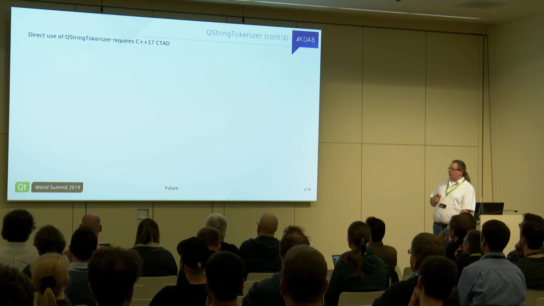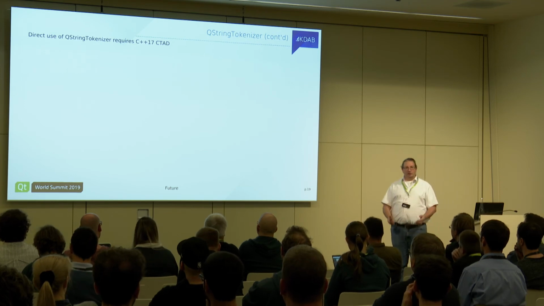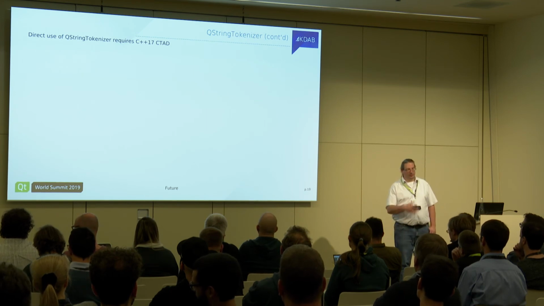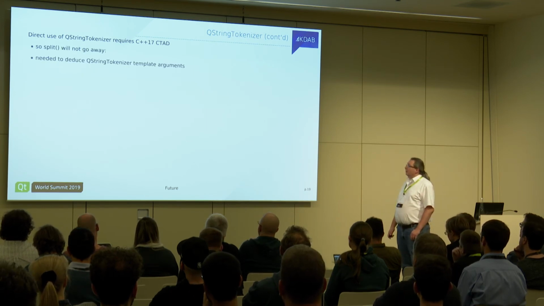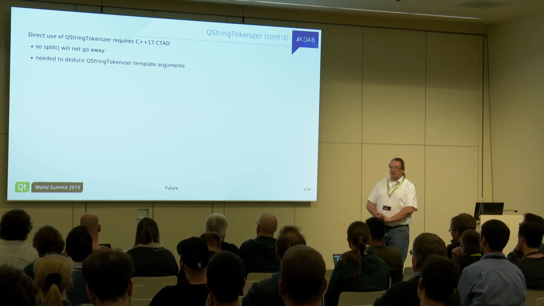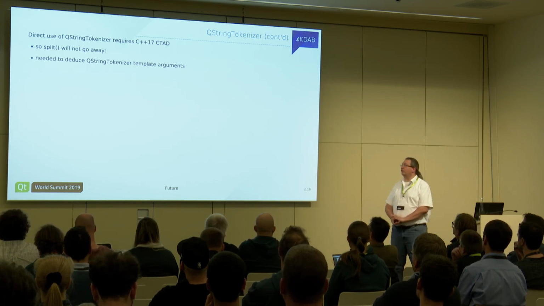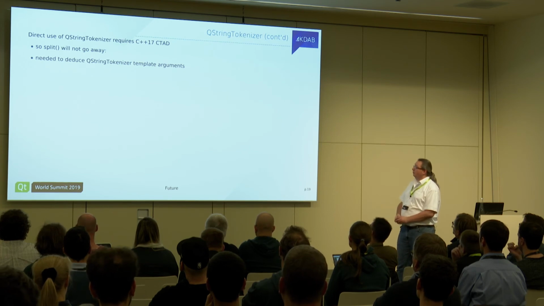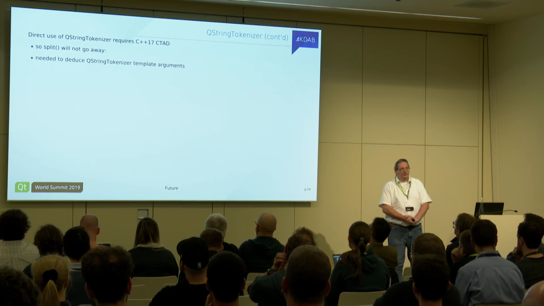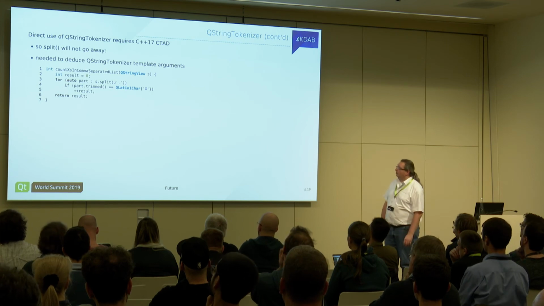So what's the deal with the template arguments? Because QStringTokenizer is surely a template class, but you don't see it because we've been relying on C++17 constructor template argument deduction, or class template argument deduction. And Lars said that we can assume C++17 for Qt6. I'm still not so convinced, so split will not go away because it's needed to deduce the QStringTokenizer template arguments for us. So you can also write the same with s.split.